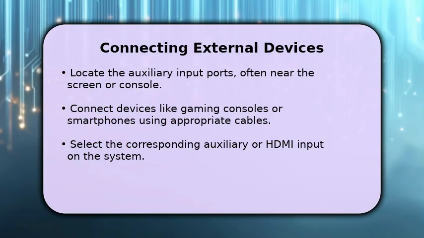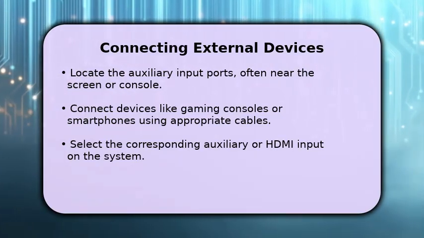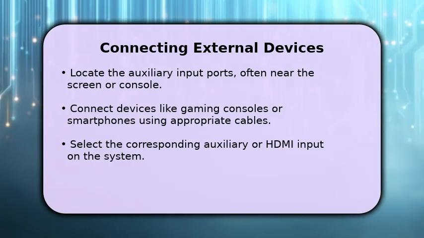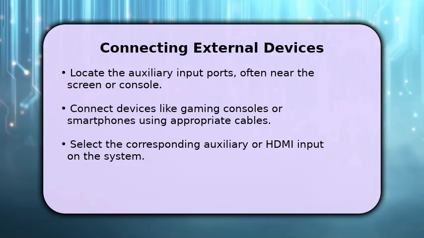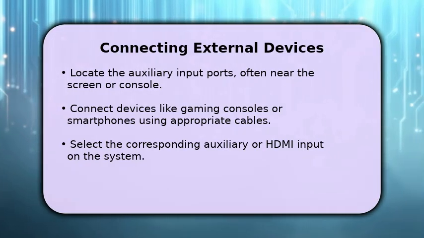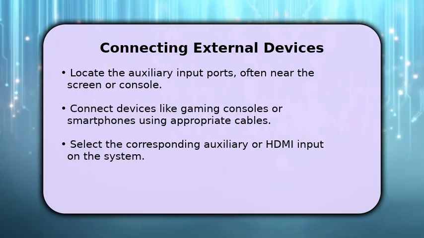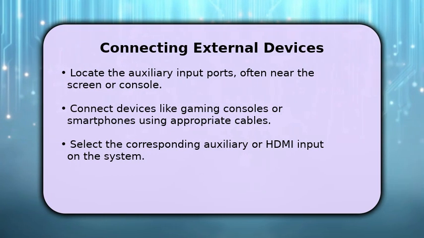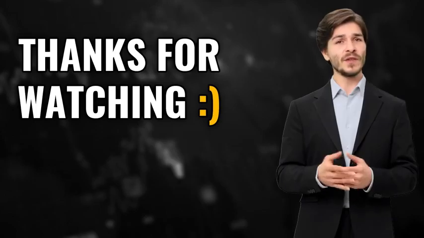Expanding your entertainment options is simple by connecting external devices. Look for the auxiliary input ports, which are commonly found near the rear entertainment screen or within the center console. You can connect devices such as portable gaming consoles, a streaming stick, or even a smartphone using an HDMI or RCA cable. Once connected, select the correct input source on the system to display your device's content, offering endless possibilities for your journeys.